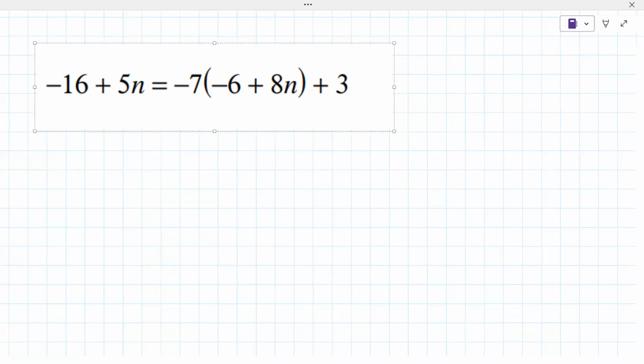It's 42 minus 56n plus 3, 16 plus 5. So add 56n to 61n, and that is equal to 16, 58 plus 3 is 61, n equals 1.